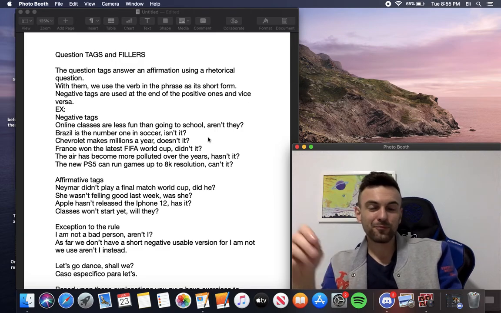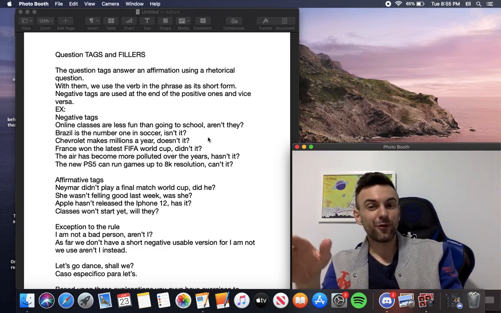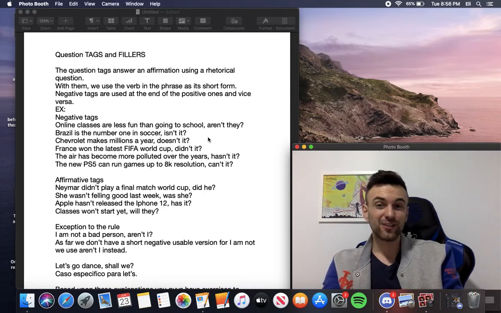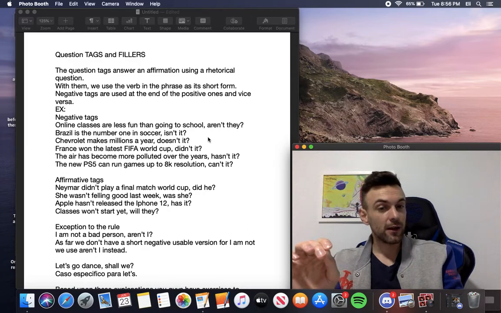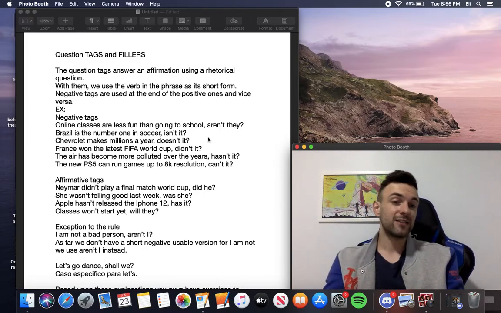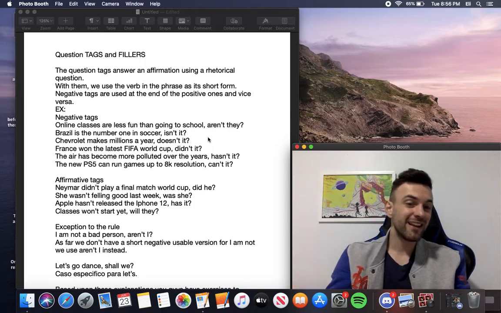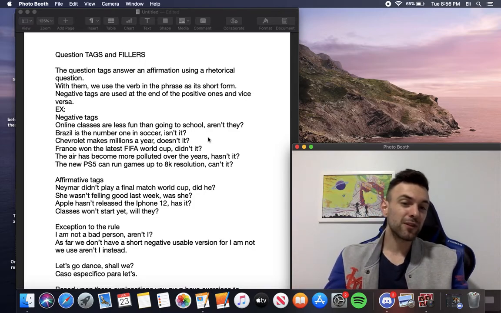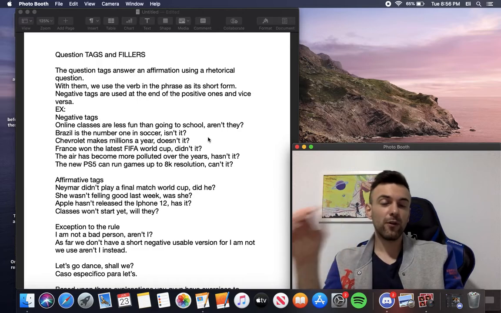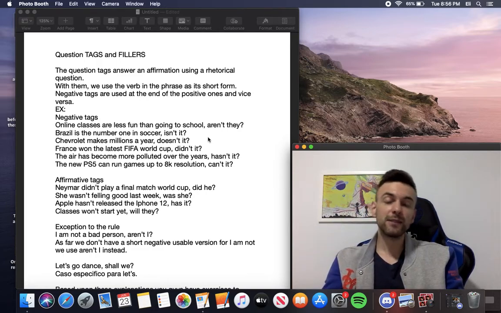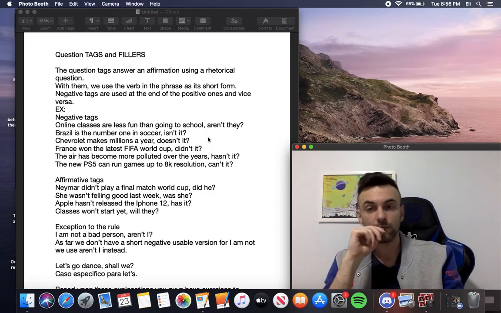With them, we use the verb in a phrase as its short form. Negative tags are used at the end of the positive ones and vice versa. So if I said that smartphones aren't better than iPhones, are they? The meaning would be literally the same. However, you gotta pay attention. If your statement is affirmative, your tag must be negative and vice versa.